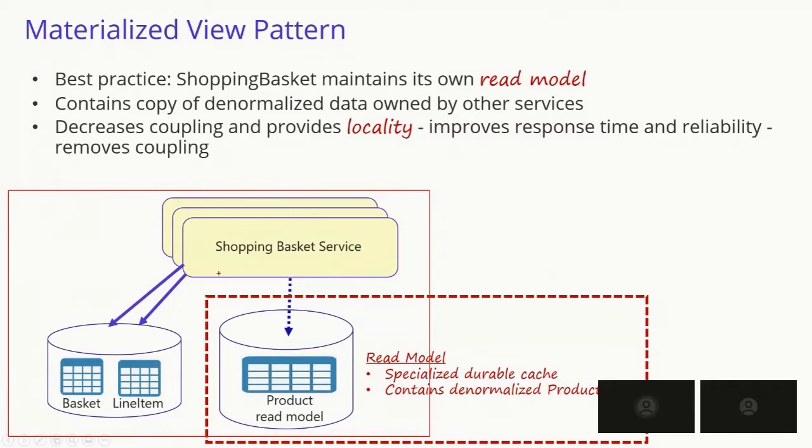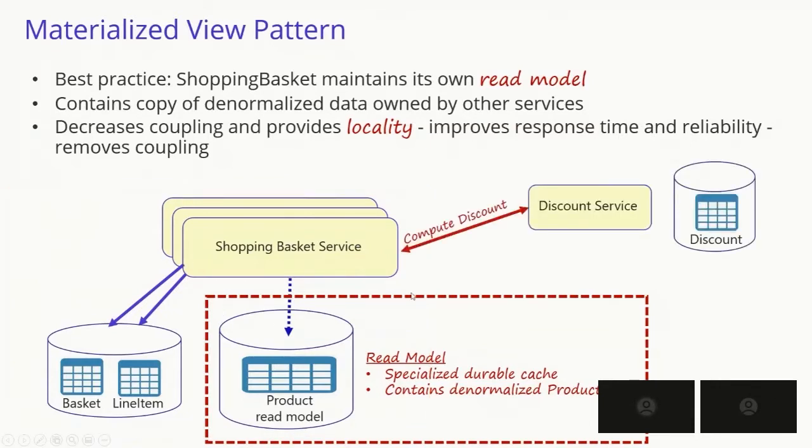However, then the question becomes this: if we do that, what about the discount service? Well, in this case, we're probably still going to need to keep this call to discount service because we're not necessarily getting data here. We're actually invoking a method and having the discount service do a computation. So in this case, we're probably not going to move the discount data into the shopping basket service because there's actually a computation involved. But instead of doing an HTTP call, we might do maybe a gRPC call, seeing if we can speed up this process possibly.